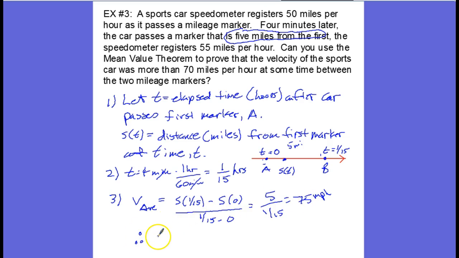So there exists a time t equals c, whatever that is, where velocity is equal to 70 by the mean value theorem.